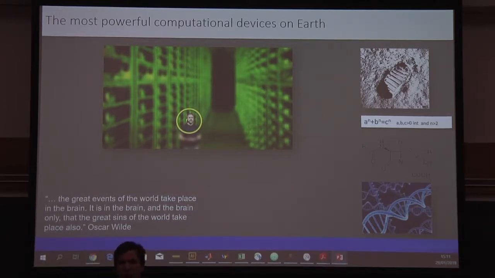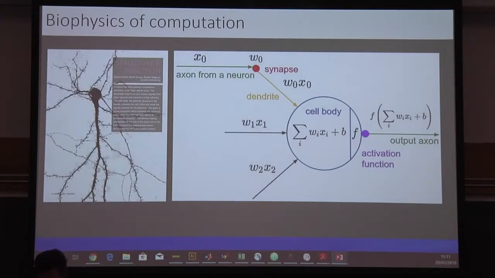So if we want to really understand intelligence, if we want to have systems that are capable of generalized artificial intelligence, our best bet right now, I would argue, is to understand what's happening inside the brain, to understand neuroscience. So I'm going to give a couple of basic introductory comments about neuroscience.